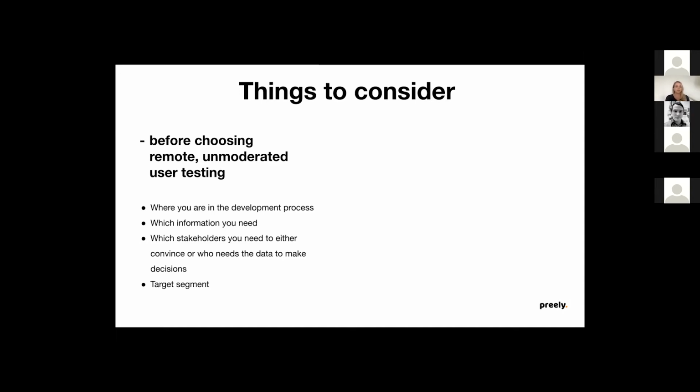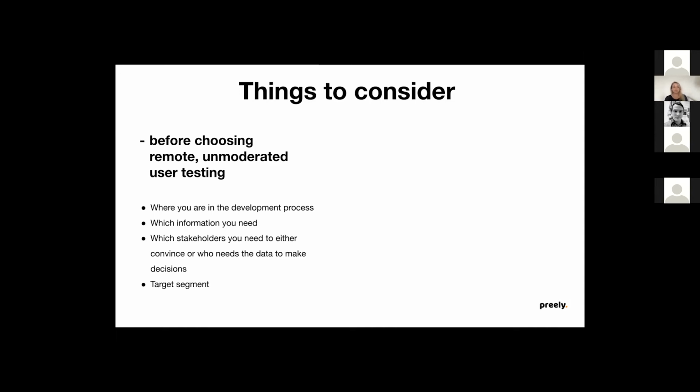Then you need to be aware of which information you need. Are you in a place right now where you're developing a concept and you don't know which direction you're going in, or do you have some sort of direction and can start testing some concepts? That's also important to consider. And then you need to consider what information stakeholders need. Should you have something that convinces them to go in this direction, or do they need information in order to make decisions? That's very important, and that also comes back to where you are in the development process.